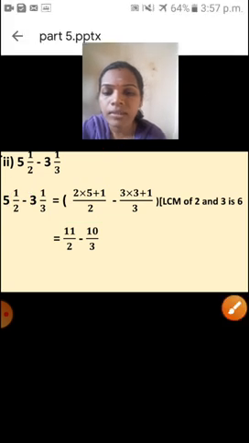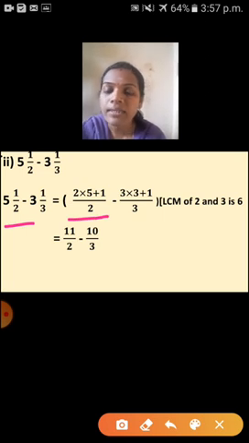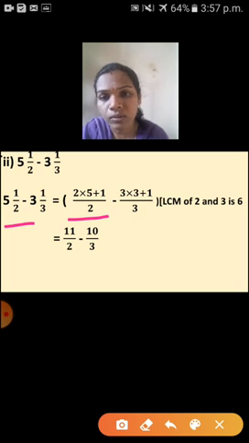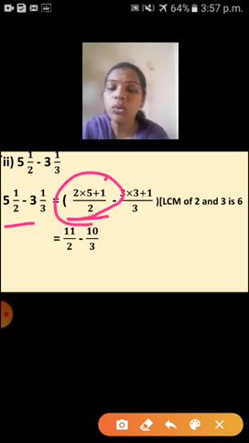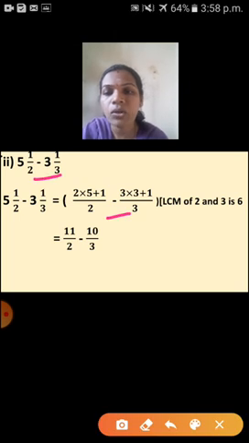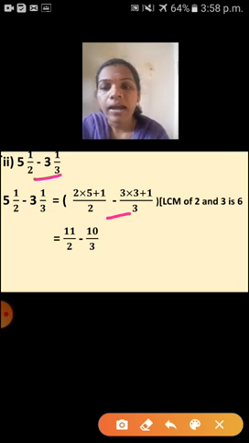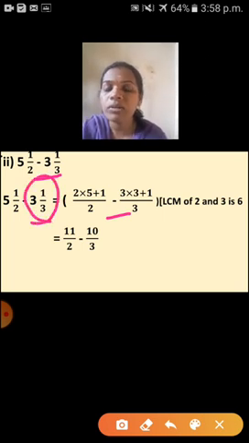So see here children, first mixed number you have to see, 5 1 upon 2. How will you write here? Yes, here what is the numerator? What is the denominator? 2. 2 into whole number, that means 5, plus 1, that means numerator, upon what will come? Denominator only will come. So 2 into 5 plus 1 upon 2. Okay, minus. Why here minus? Because this is subtraction, already you got minus sign in your sum.